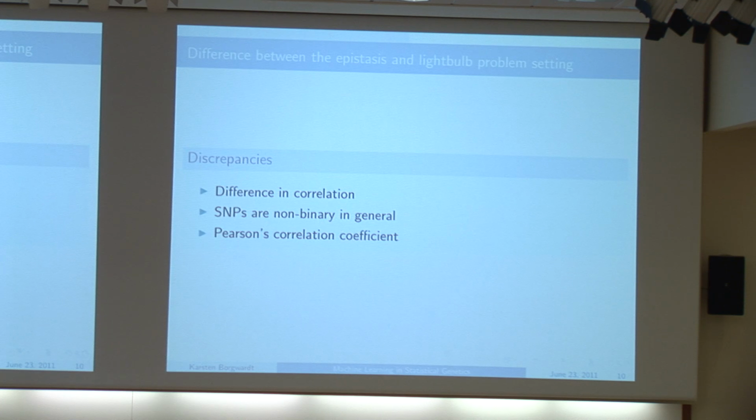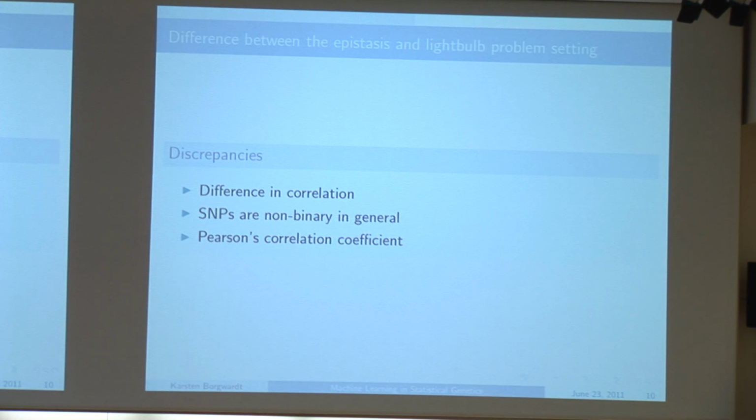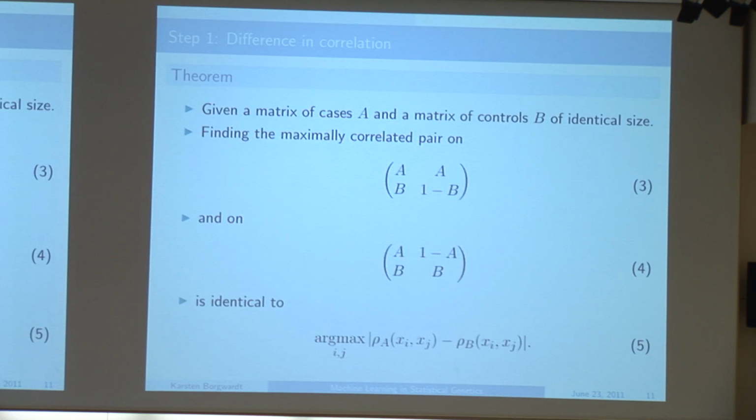There are 3 critical discrepancies between our setting and the Lightbulb setting. First of all, we are interested in the difference in correlation. They are just maximizing correlation. Our SNPs, our single nucleotide polymorphisms, are not binary as the Lightbulbs are in a typical setting. And we are interested in Pearson's correlation coefficient rather than the probability of being in the same state. Now in the following, I'll show you in 3 steps how to overcome each of these 3 differences.